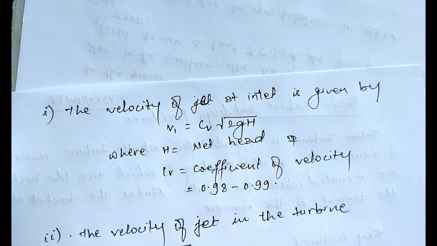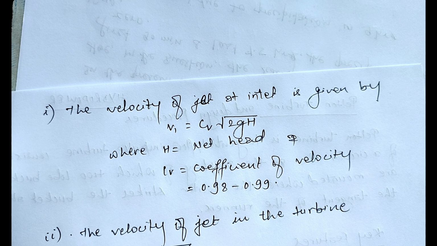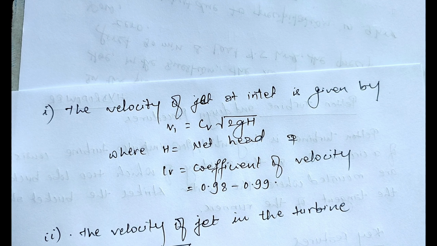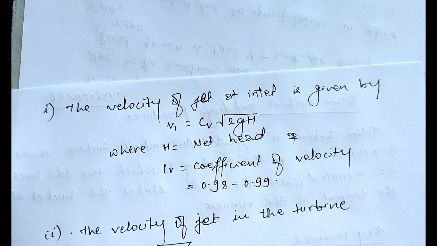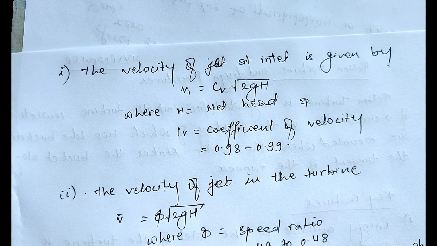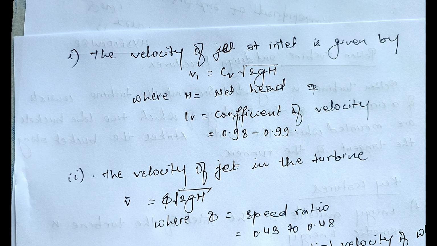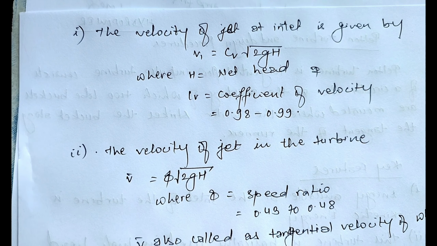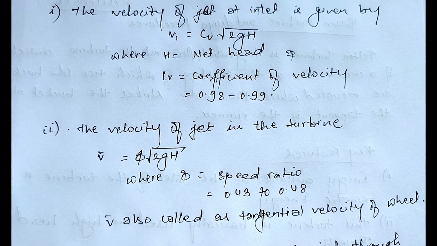First, we will find the velocity of the jet at inlet, given by V1 equals Cv root over 2gH, where H is the net head and Cv is the coefficient of velocity that varies from 0.98 to 0.99. In the second step, the velocity of the wheel is determined by V bar equals phi root over 2gH, where phi is called the speed ratio or speed factor. It varies from 0.43 to 0.48, where V bar is also called the tangential velocity of the wheel.